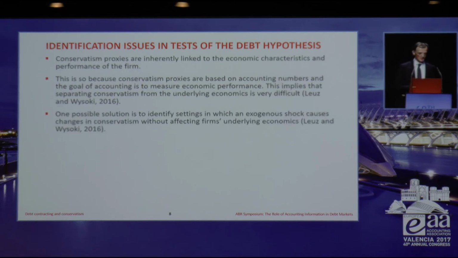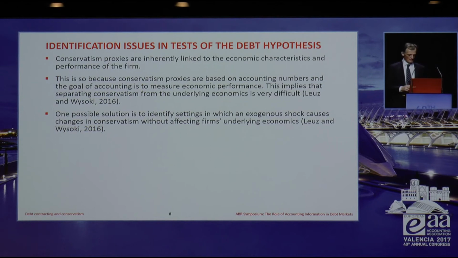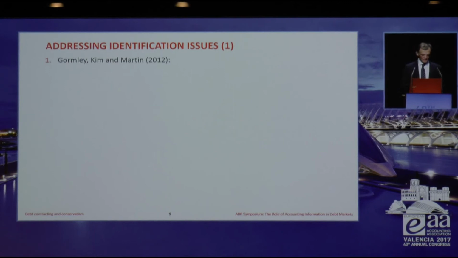So one possible solution to overcome this separation problem is to identify settings in which an exogenous external shock causes a change in the demand for conservatism without affecting the firm's underlying economics. I'm going to show you a few pieces of research in which they are able to identify these settings. The first piece is by Gormley, Kim, and Martin.